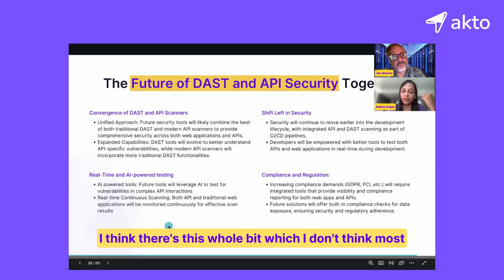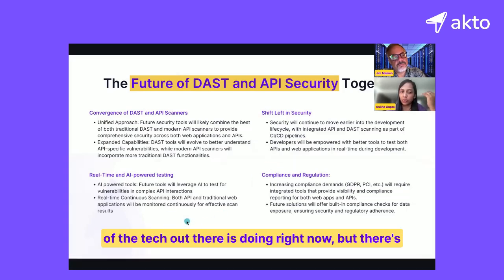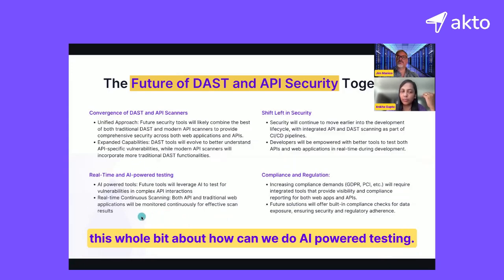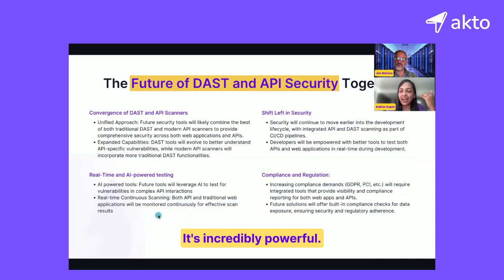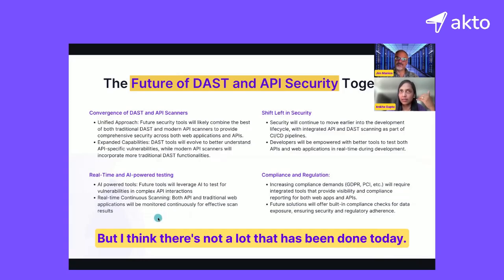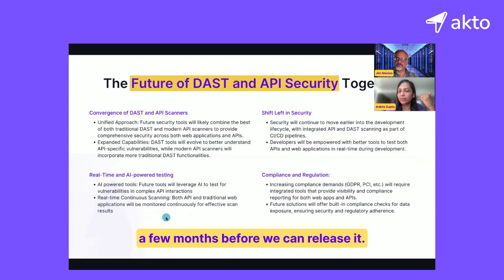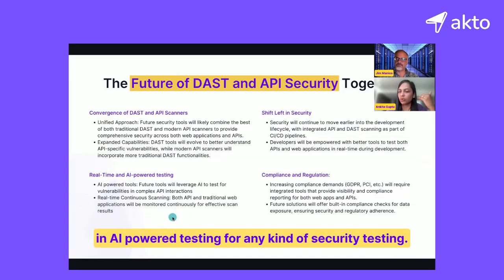I think there's this whole bit, which I don't think most of the tech out there is doing right now, about how we can do AI-powered testing. It's incredibly powerful. It can really change the way API scanners work right now. But I think not a lot has been done today, though we're working on it. We're working on something that can really do crazy stuff in AI-powered testing. It's still a few months before we can release it, but I think there's a lot that is going to happen in AI-powered testing for any kind of security testing.